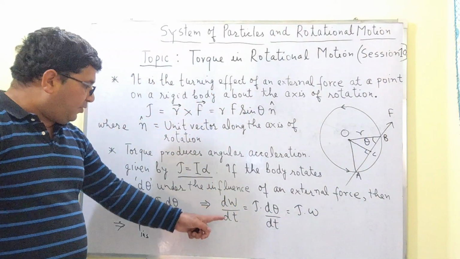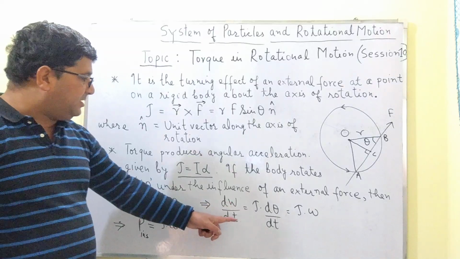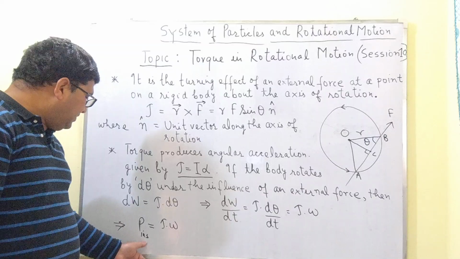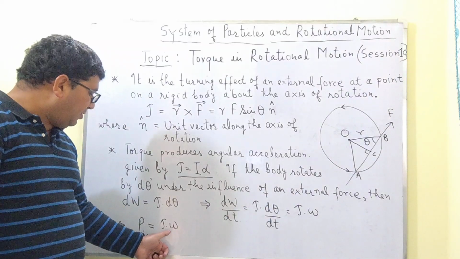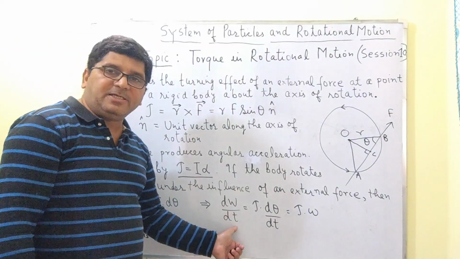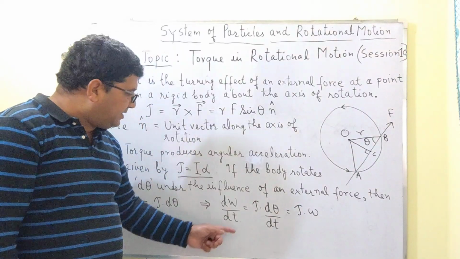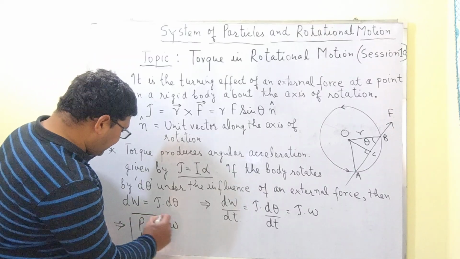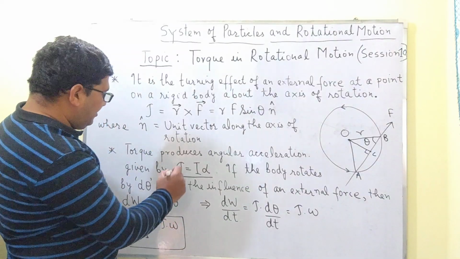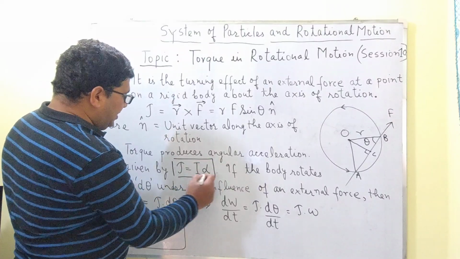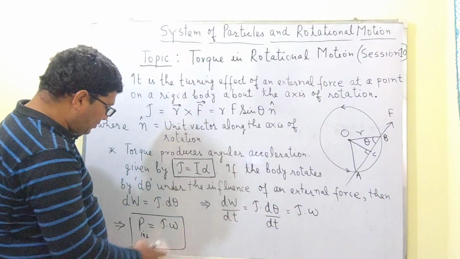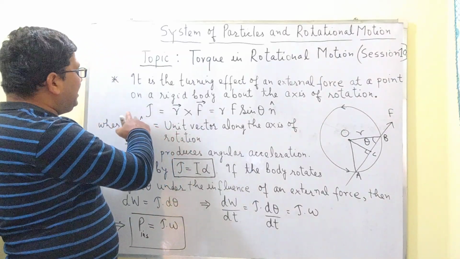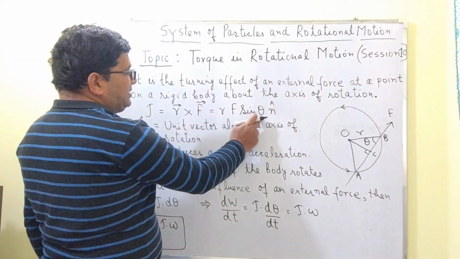So from this equation, that is dW upon dt is equal to torque into omega, we can say that the instantaneous power is equal to torque into omega. Here dW upon dt is the instantaneous power. These are the important formulas with respect to the rotational motion, that is torque is equal to I into alpha, instantaneous power is equal to torque into omega, and mathematically torque is also equal to R F sine theta.